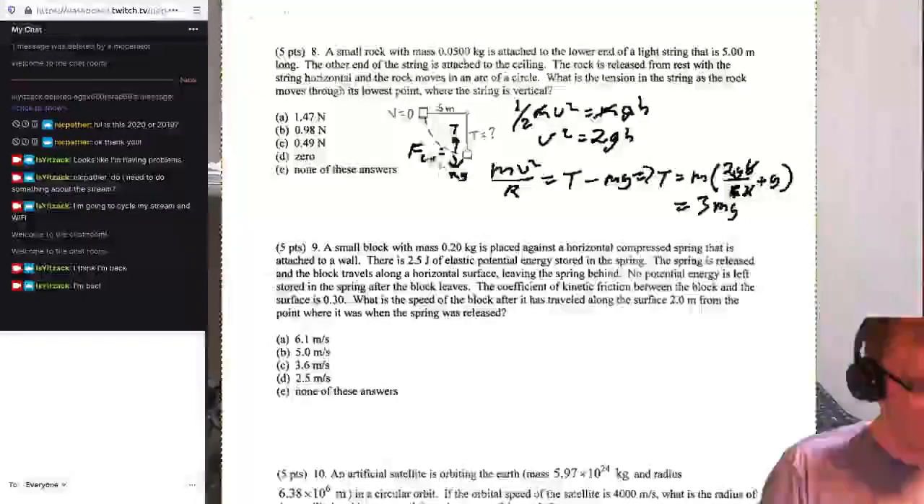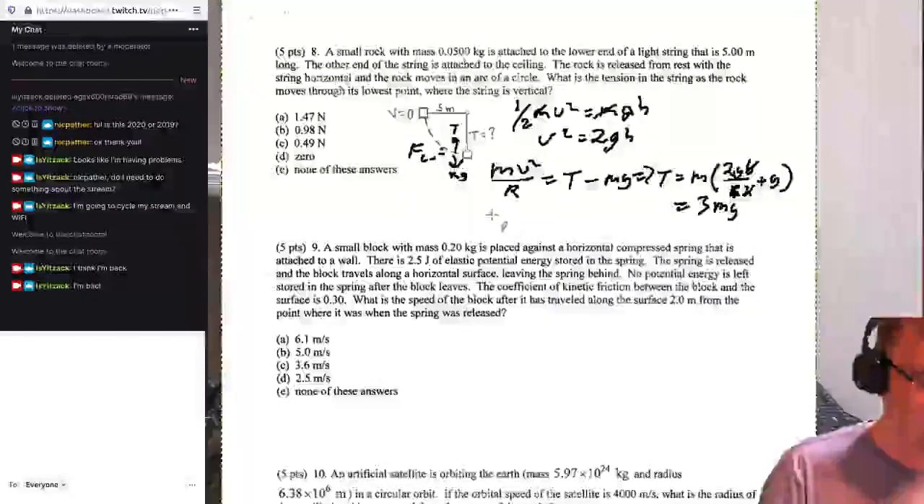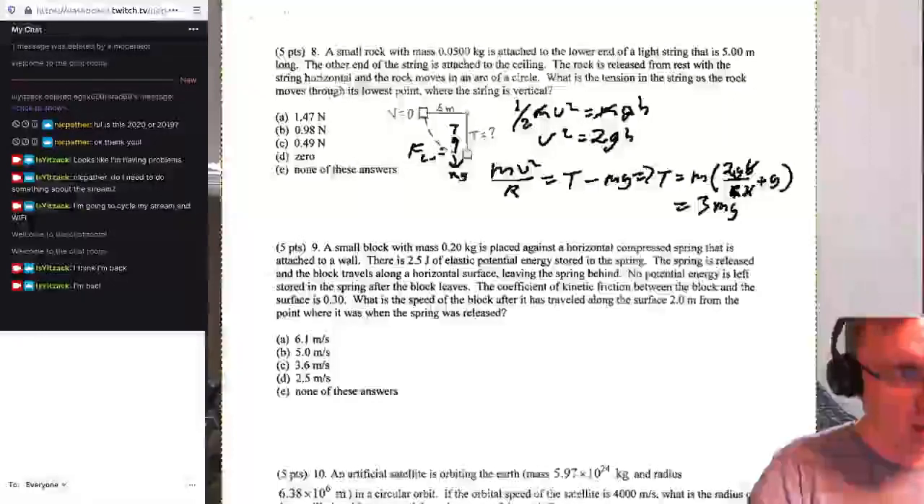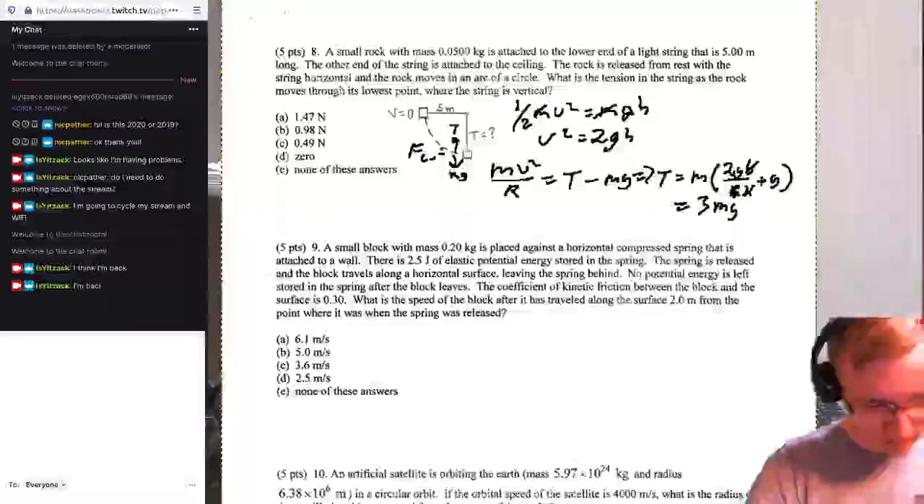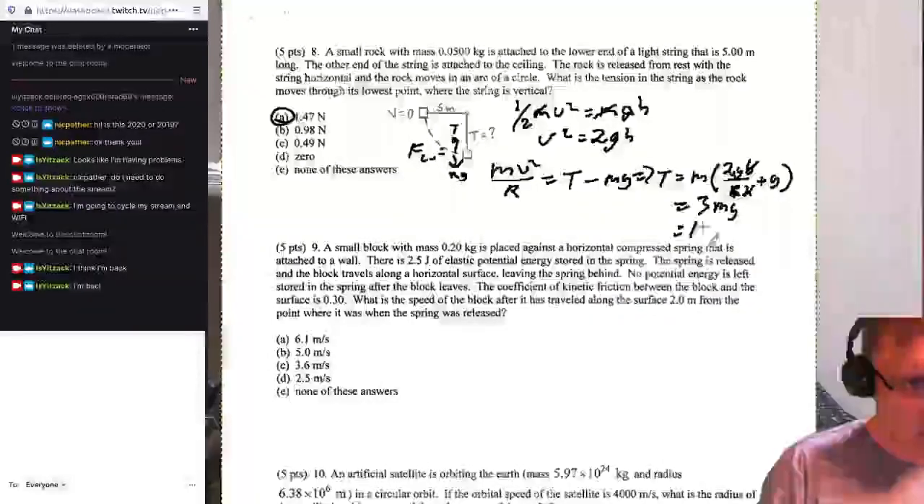This looks awfully familiar, like we did the same thing for an object sliding down a hemispherical bowl of some sort or another. Anyhow. Tension is equal to 3 times 0.05 times 9.8, which is 1.47 newtons.